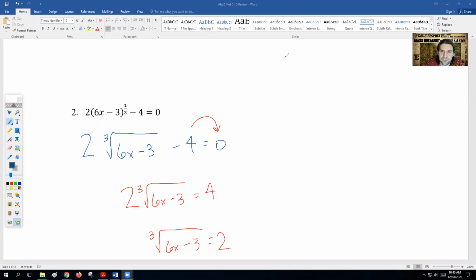Now that we have that done, we can cube to get rid of the cube root. We get 6x minus 3 equals 2 cubed, which is not 6. 2 times 2 times 2 is 8. All right, now we're going to go through and start solving. We would add 3 to 8, so 6x would equal 11. Divide by 6, it doesn't come out nice. We'll just leave that as 11 over 6. Not too bad.